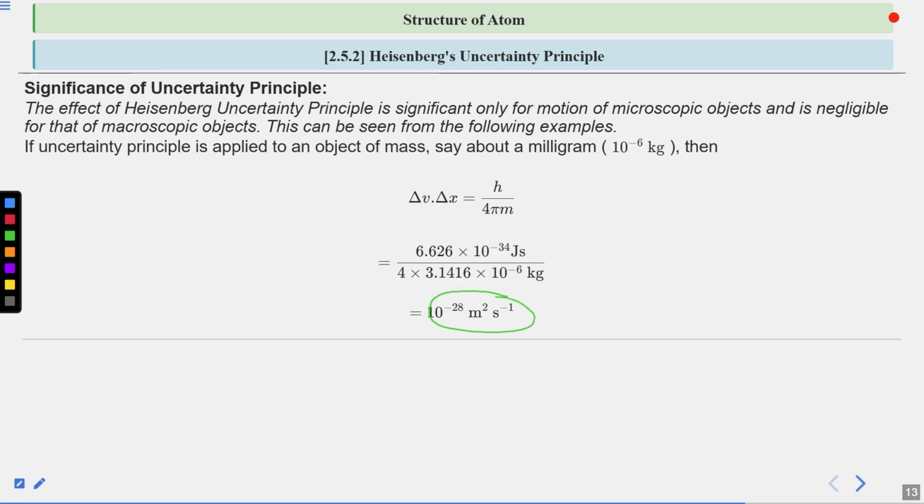Now see student, the product of the uncertainty is very, very small for this, even for a milligram amount. Now consider a larger object like 6 kgs or 7 kgs. In that case, this value will go even lower because we are increasing the mass. Are you getting the point I am trying to make here? These 2 points are very important.